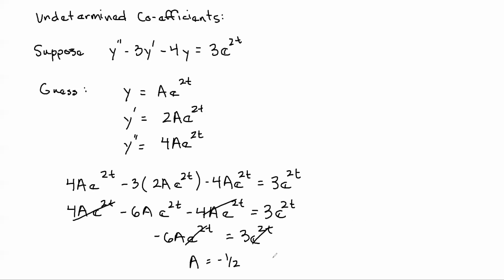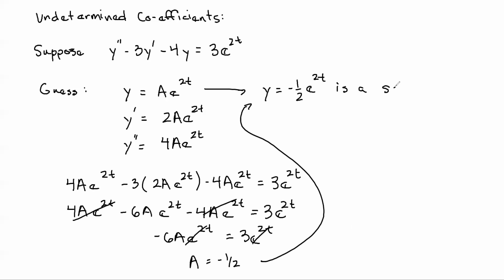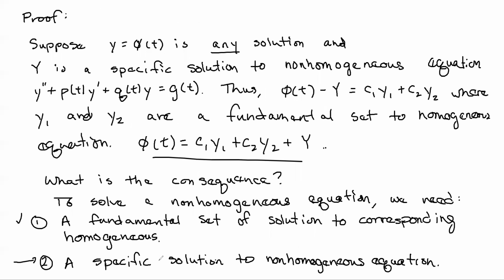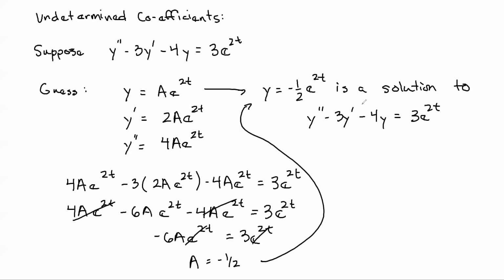So what that means is if you took this and combined it with this, it means that y equals negative 1/2 e to the 2t is a solution to the non-homogeneous equation. Right? And that's what our goal was. Our goal was to do this second part, right? Was to find the specific solution. The specific solution is just one. This is not all of the solutions, to be clear. This is just one solution. This is one thing that you could plug in and that it will work.